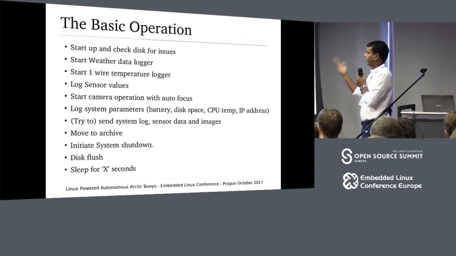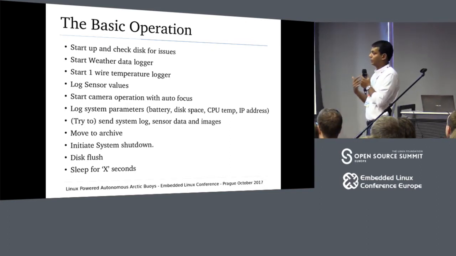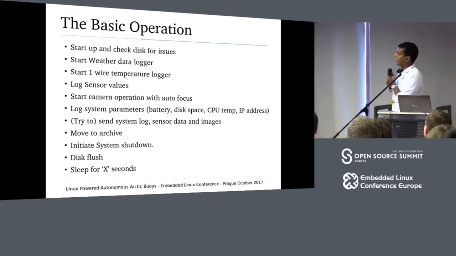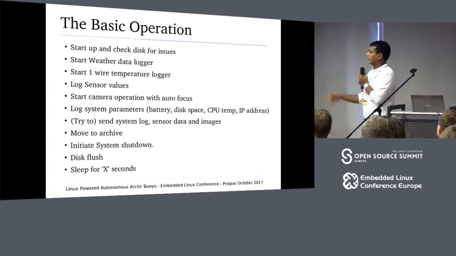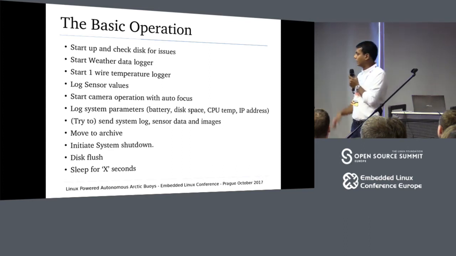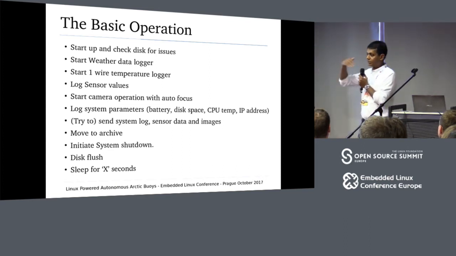So log system parameters. This is important for me. I want to make sure what battery it is, how much disk space, what the CPU temperature is, what the IP address is, if I'm getting an IP address. And try to send this sensor and data log through the local 3G network. I say 3G because it's not good, and at that location, we actually had cell repeaters to get that working.